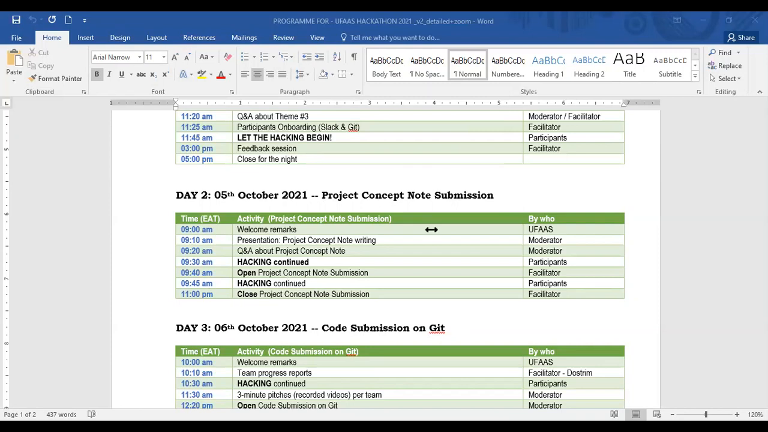Hello. Yes, please. Where is the link for submission for the concept note? Okay. I sent you an email today via Dostream Limited. Please submit your concept note to that very email. It is shared in the chat as well.